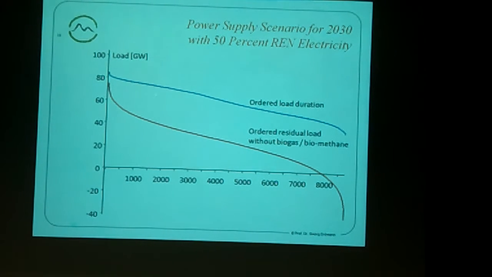We have already assumed how much renewable energy is there without biogas, and then we calculate another ordered load duration curve, and the difference between these two represents the political share, which for 2030 should be 50%, but of course this is not 50%, it is 50% minus the share of biogas. Because biogas we put here into the residual branch. Now that is the idea.